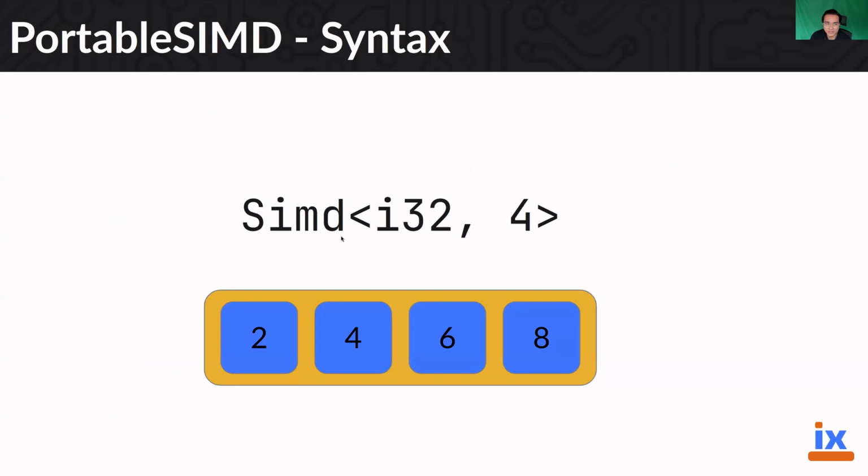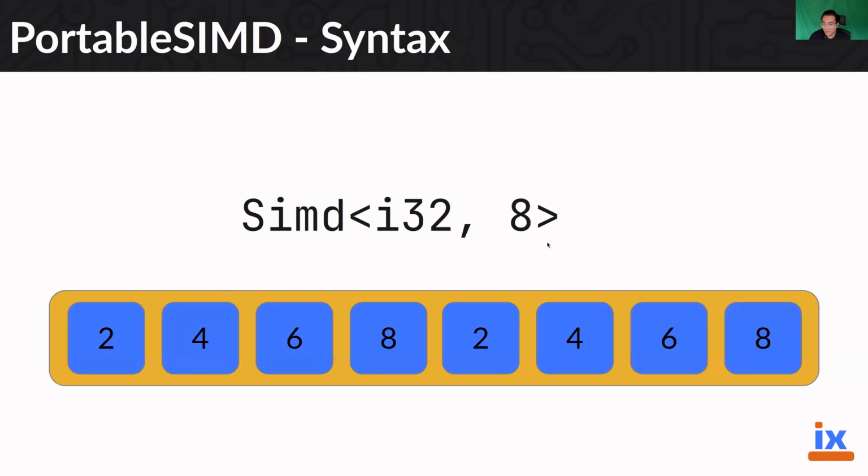A little bit on the portable SIMD syntax. It basically looks something like this. We have a SIMD type. This SIMD type has a generic inner type that can be, in this case, for example, an integer of 32 bits or perhaps a floating point number. It also has a number of lanes, which in this case is 4. This is an i32 with 4 lanes, so we can see it has a little array of 4 elements. We can take that up to 8 elements, and perhaps if our CPU instructions let us, it might go even higher, but in this case we don't have that.